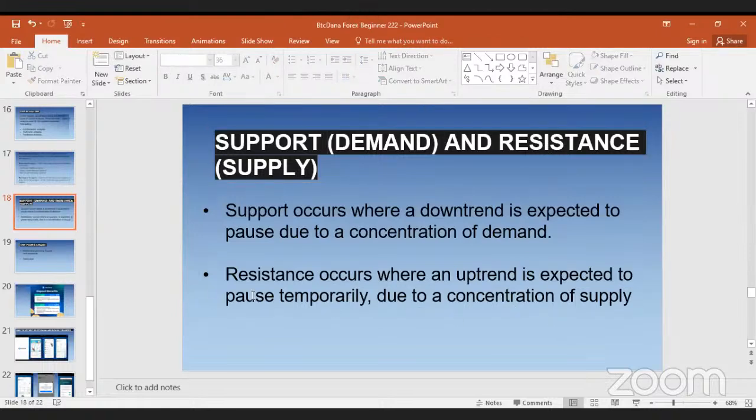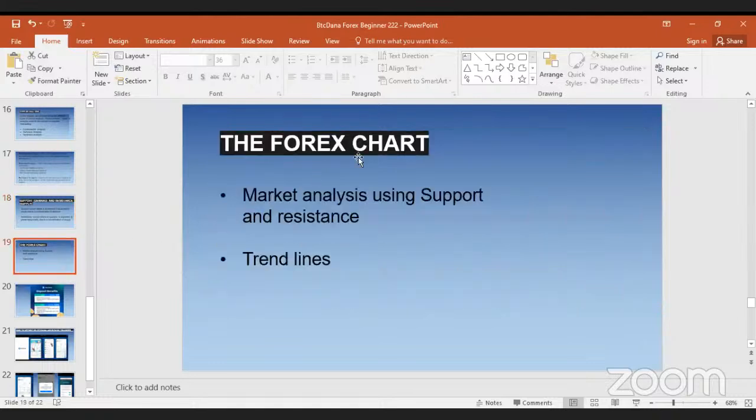Okay, but don't worry, I'm going to show you the practical aspect of the support and resistance, so that you get a better understanding of it. But for now, let's just focus on the explanation. In our afternoon class, I'm going to introduce you to the forex chart. On the forex chart, we are going to be making market analysis using the support and resistance that we've talked about.